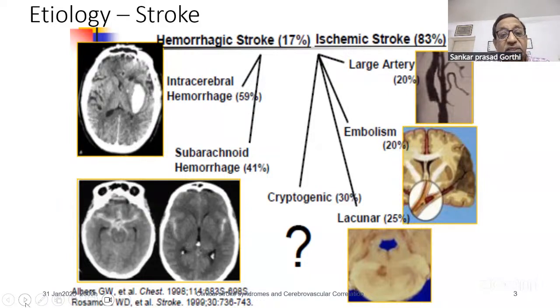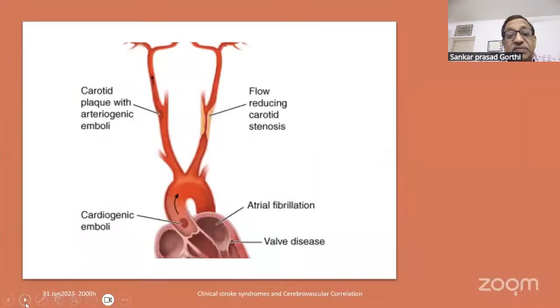In contrast, hemorrhagic stroke is seen in 17%. Mostly it is inside the brain, called intracerebral hemorrhage, 59%. When it is all around the brain, it is called subarachnoid hemorrhage, 41% of the hemorrhages. So 17% is the total hemorrhagic stroke. In that, there is almost equal distribution, but more often it is intracerebral hemorrhage, and less often subarachnoid hemorrhage.